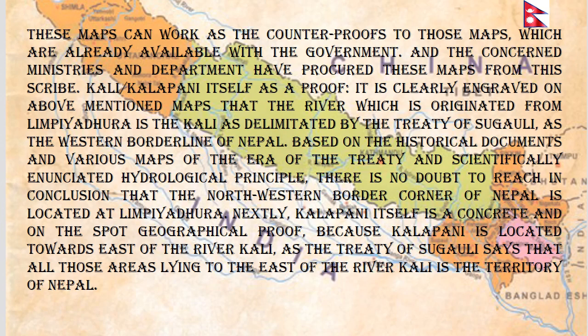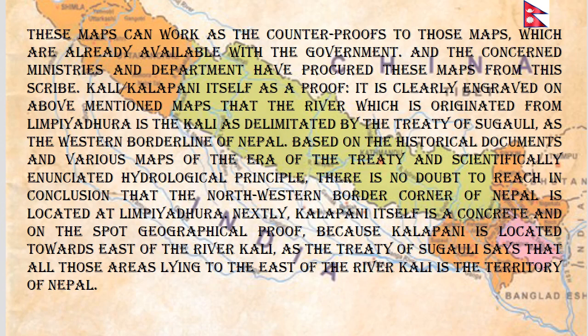Kali/Kalapani itself is a proof. It is clearly engraved on the above-mentioned maps that the river which originates from Limpiyadhura is the Kali, as delimited by the Treaty of Sugauli, as the western border line of Nepal. Based on the historical documents and various maps of the era of the treaty and the scientifically enunciated hydrological principle, there is no doubt in concluding that the northwestern border corner of Nepal is located at Limpiyadhura.